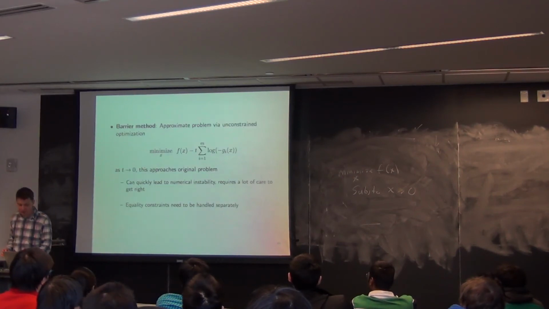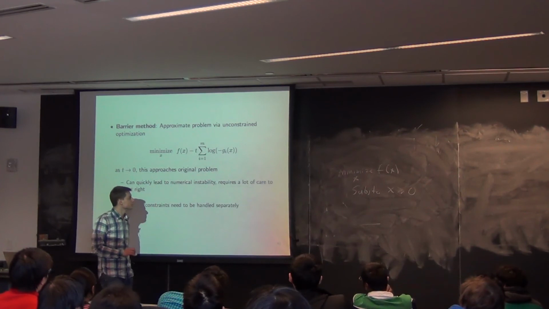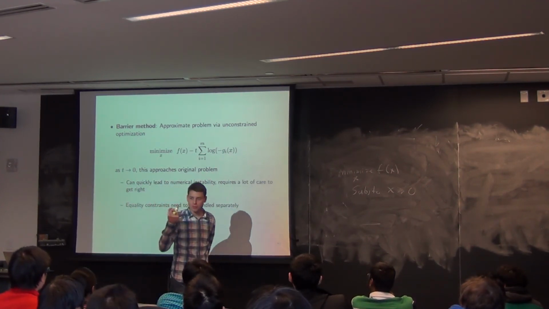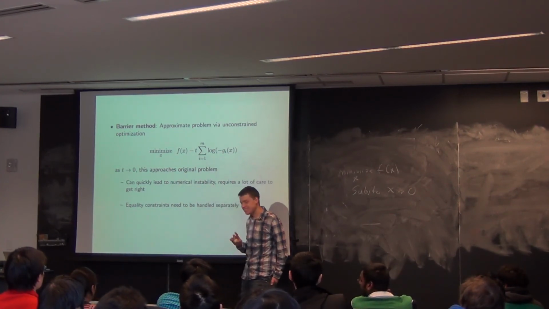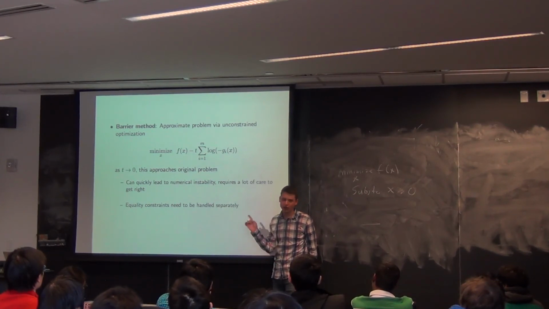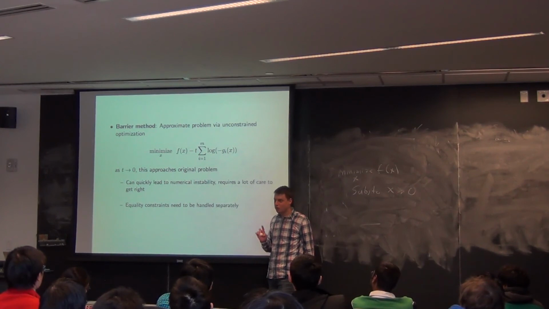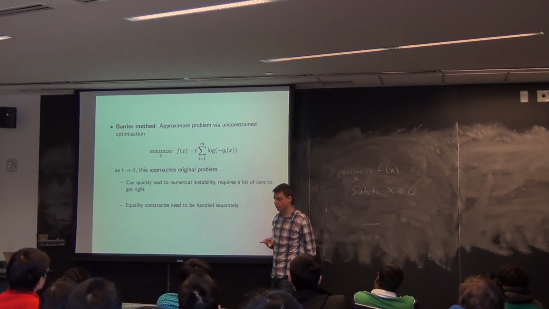And the last thing I want to mention is something called a barrier method. This is actually how some of the most powerful solvers there are work. It's a very, very simple idea. What you do, and I'm just going to talk about inequality constraints now, you have to handle equality constraints a little bit differently.